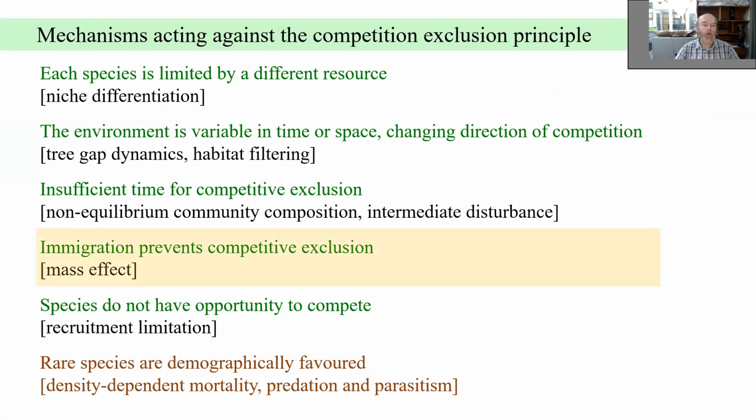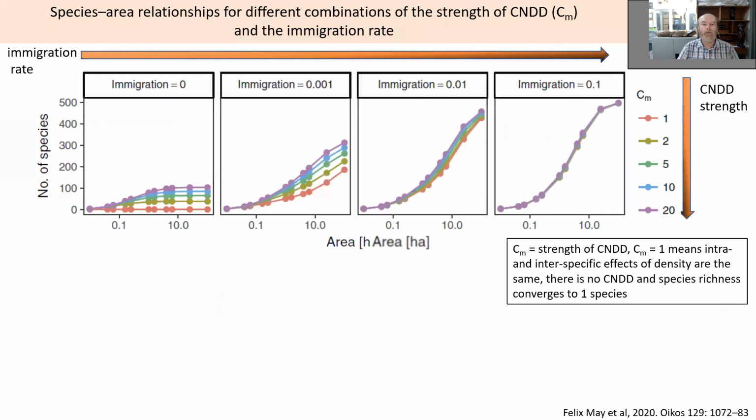Okay, let's go to another mechanism, which is that immigration prevents competitive exclusion. Again, there is not much to be said about it. We know that if there is a lot of immigration, it tends to swamp the local dynamics, the local interactions, and so that's sort of an intuitively clear concept.